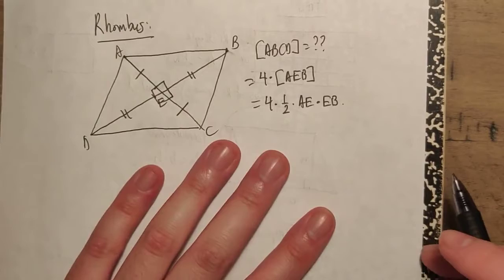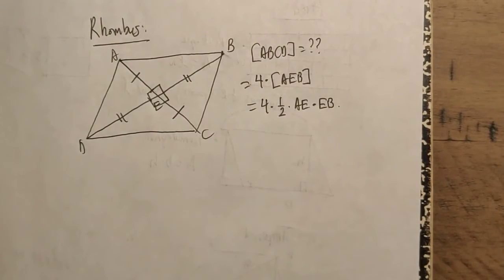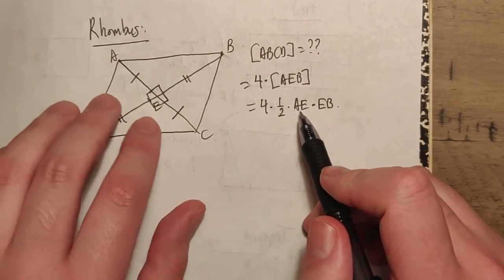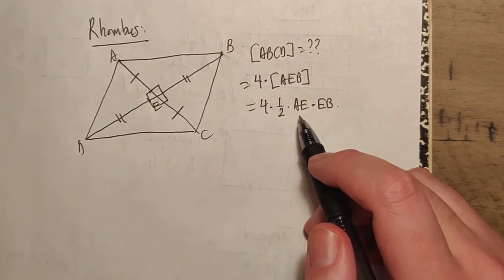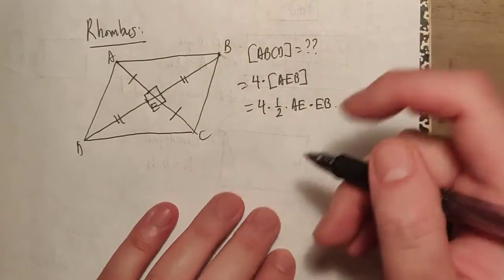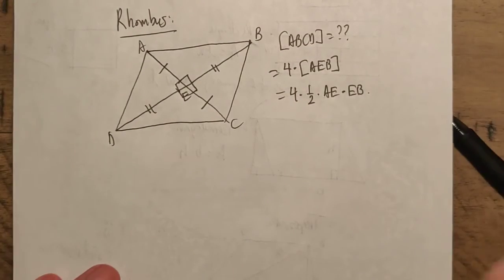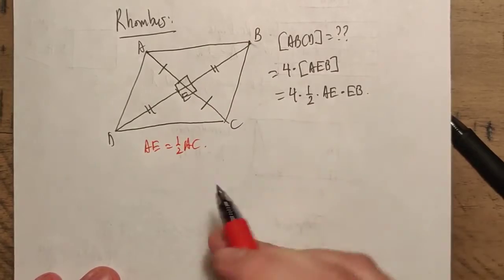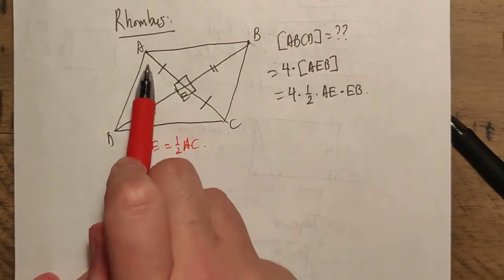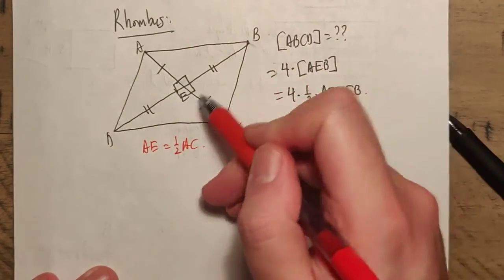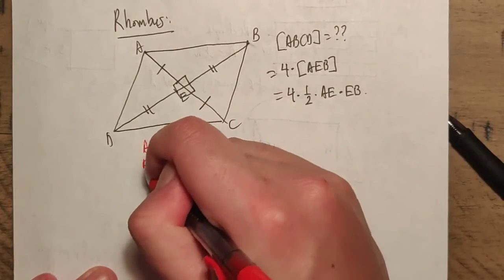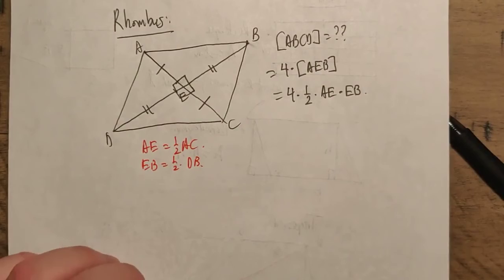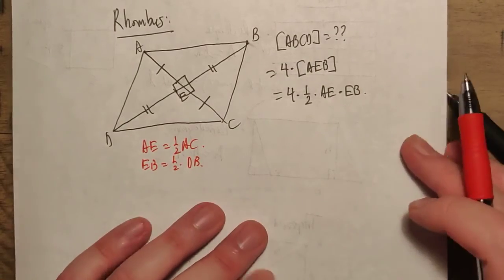That's great. Now, let me mess around with this a little bit, because I think we can do a couple of things. We know AE and EC are the same. So if we look at the entire thing, it shouldn't be too much of a stretch to note that AE is 1/2 of AC, correct? Because this has been divided exactly in half. By the same token, we can do the same thing with EB. We know EB is 1/2 of DB, right? Same idea here.